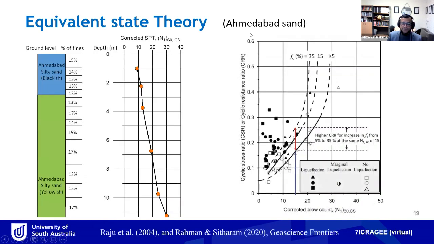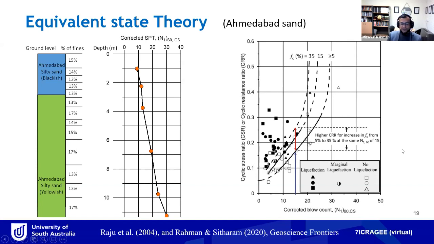Now we collected data from Raju, who worked with Professor Sidharam. There was an SPT test in a port operation near the Sabarmati River. This is the grain size and soil type you can see with different fines content, and the SPT data varies like this. In conventional liquefaction analysis, we have the cyclic stress ratio or resistance ratio and the corrected SPT count. For different numbers of cycles, we have different boundary curves. For example, if we have a corrected SPT value of 15, it is liquefiable for higher fines content, but not liquefiable for higher fines content, but liquefiable for 5% fines content.